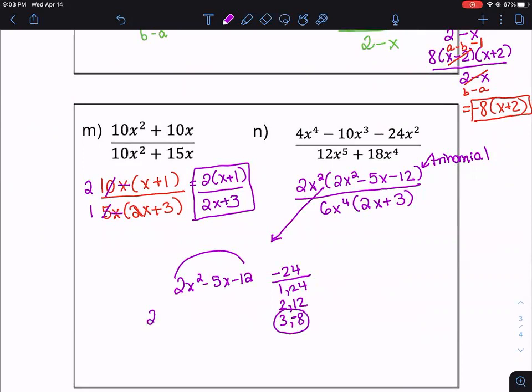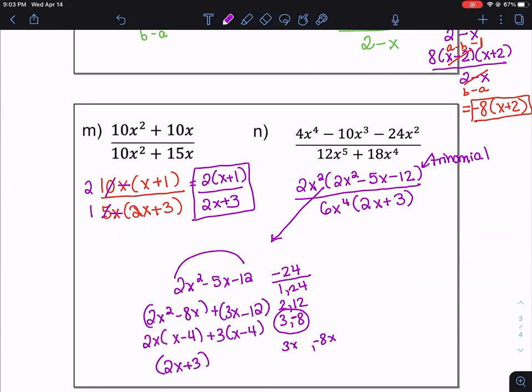So we will expand our middle term using 3x and negative 8x. I think that the negative 8x goes nicely with the 2x squared, and the positive 3x goes nicely with the 12. We factor out our GCF. And our factors are 2x plus 3 and x minus 4.